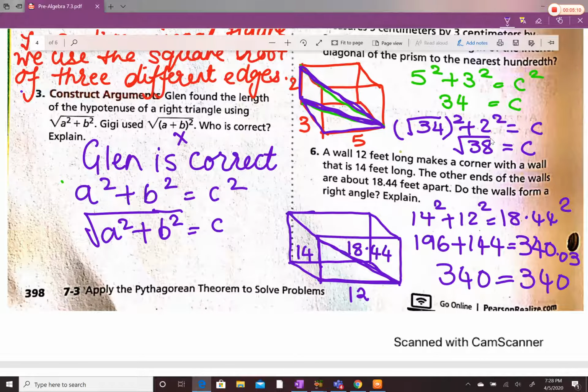So 14 squared is 196 plus 12 squared is 144. 18.44 squared is 340.03. So it's almost 340, you can just say 340. So both are equal to each other. If a squared plus b squared is equal to c squared, then this is a perfect right triangle. So is it a right triangle? Explain. This is my explanation. Hopefully you understood this topic.